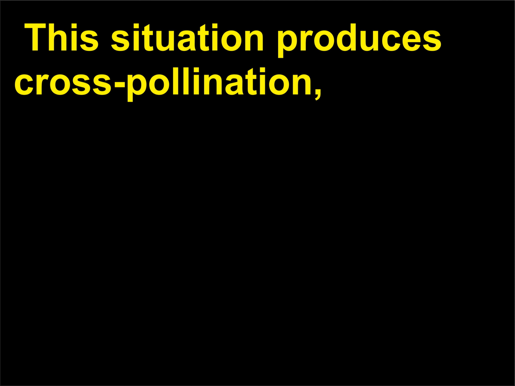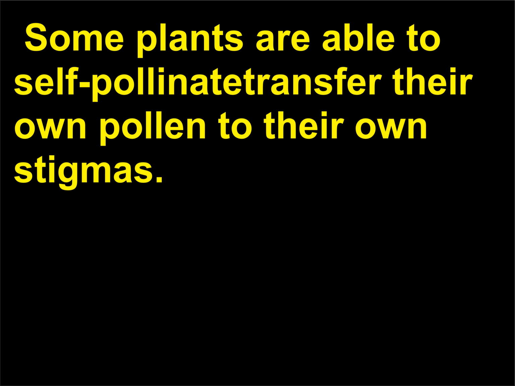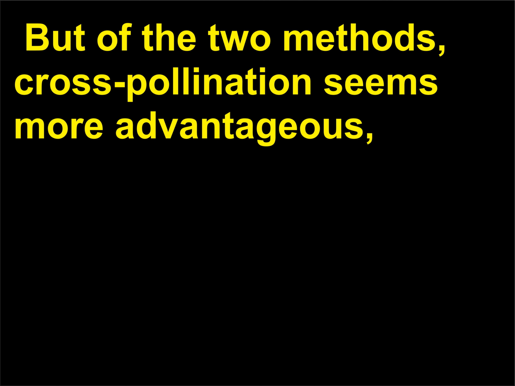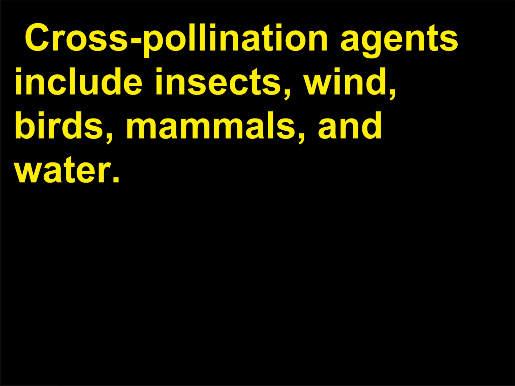This situation produces cross-pollination, wherein one plant's pollen is moved by an agent to another plant's stigma. Some plants are able to self-pollinate, transfer their own pollen to their own stigmas. But of the two methods, cross-pollination seems more advantageous, for it allows new genetic material to be introduced. Cross-pollination agents include insects, wind, birds, mammals, and water.